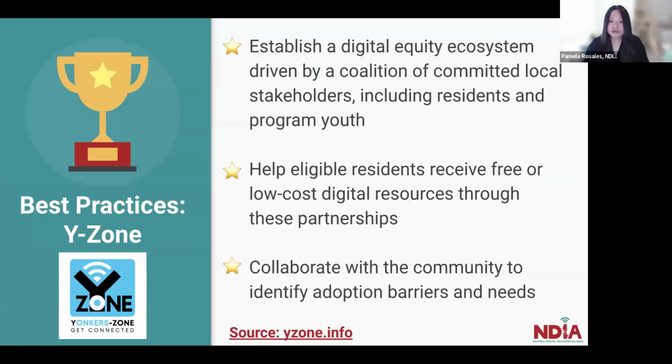And one great coalition is the Y Zone. All right, so the Westchester County Association partnered with the city of Yonkers, Yonkers Partners in Education, Fordham University, and the STEM Alliance on their digital navigator program. And what they did is they helped eligible Yonkers residents in applying for the Affordable Connectivity Program, ACP.